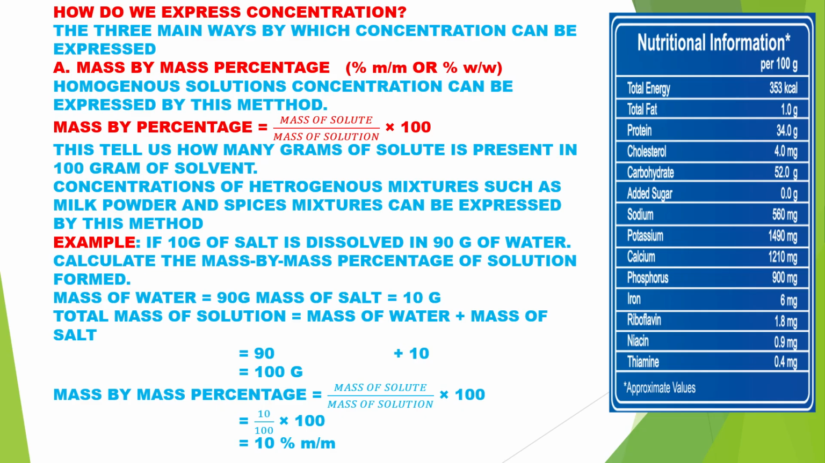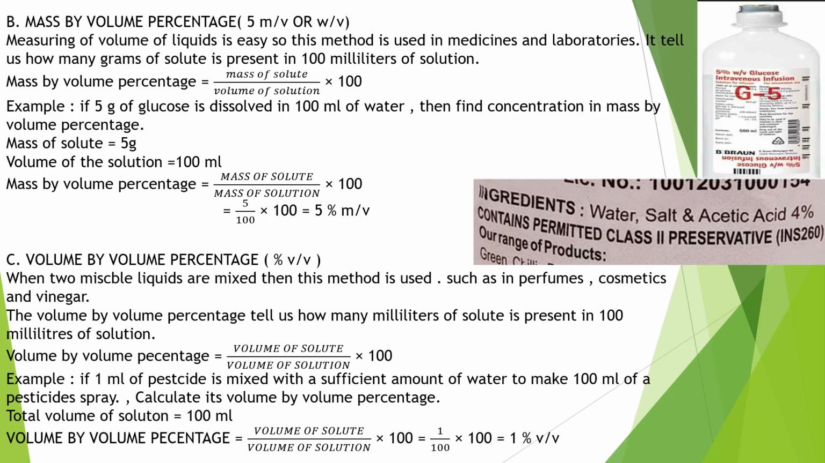This is the nutritional information given on food packets. You can see we have total energy, total fat, protein, cholesterol, carbohydrate, added sugar, sodium, potassium, calcium, phosphorus, iron, riboflavin, niacin, and thiamine.